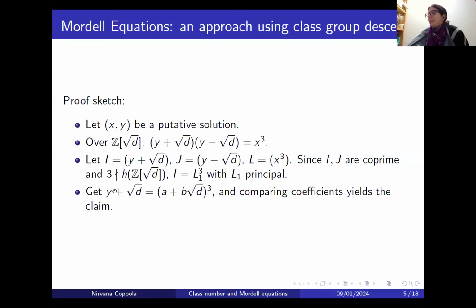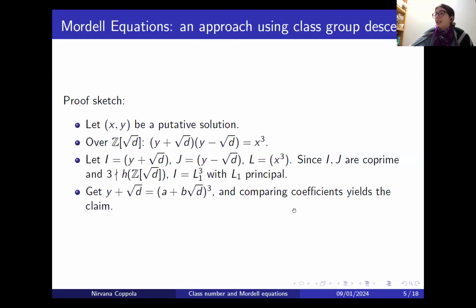And then we can write indeed that this generator, y plus square root of d, is equal to the cube of some element in this field, so a plus b square root of d, where a and b are integer numbers. And so doing the computation and comparing coefficients gives the claim.